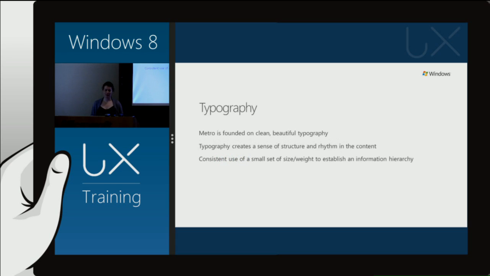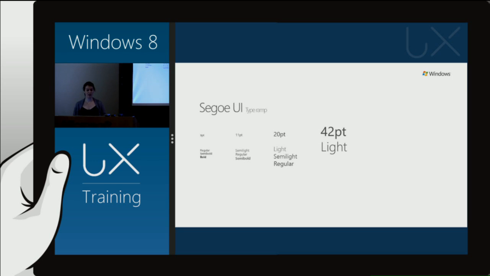Metro is founded on clean, beautiful typography. And we think that typography can be used to create a sense of structure and information hierarchy really effectively. It helps contribute or fill the gaps that typically you'll see filled by lines and boxes. And so we think of typography as a set of defined sizes that form a type ramp and that have meaning.